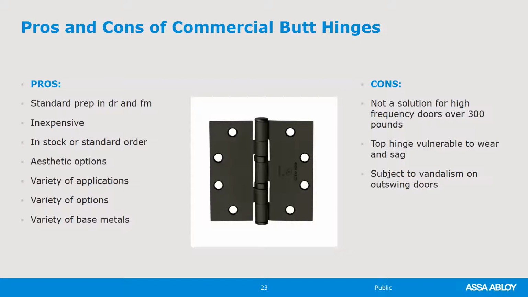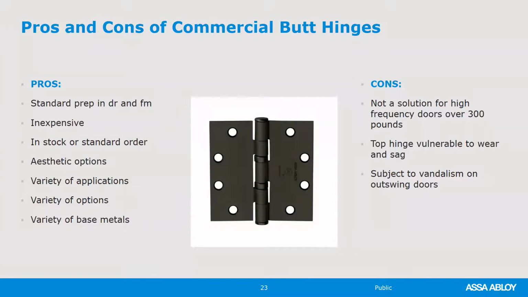Here are some of the pros and cons. It's a standard prep in the door and frame. That's a good thing. Butt hinges are relatively inexpensive overall to the cost of the opening. They're typically in stock or standard order. You can get them rather quickly.